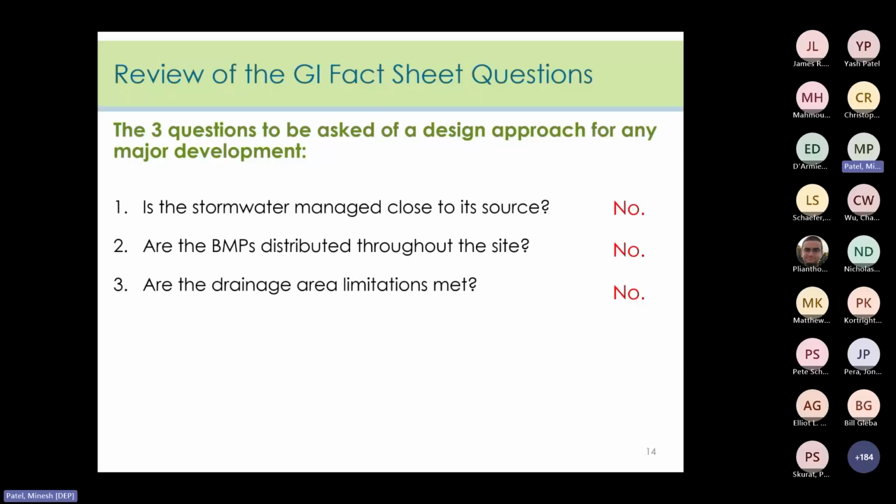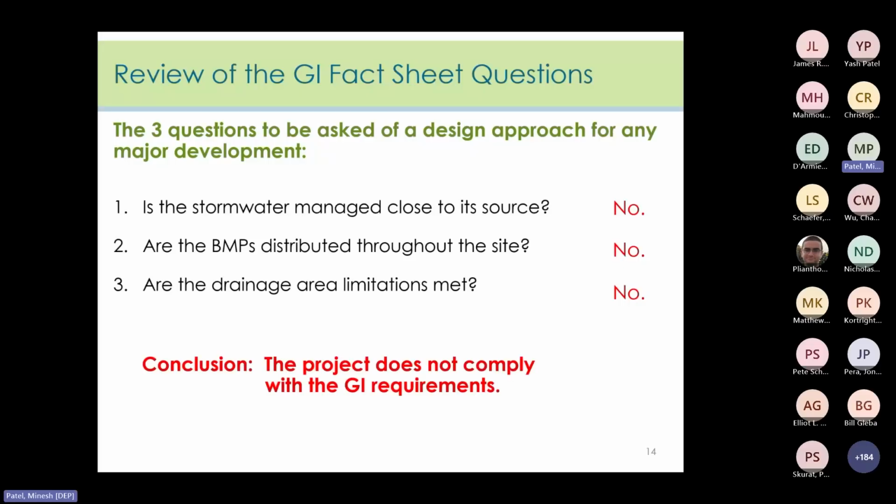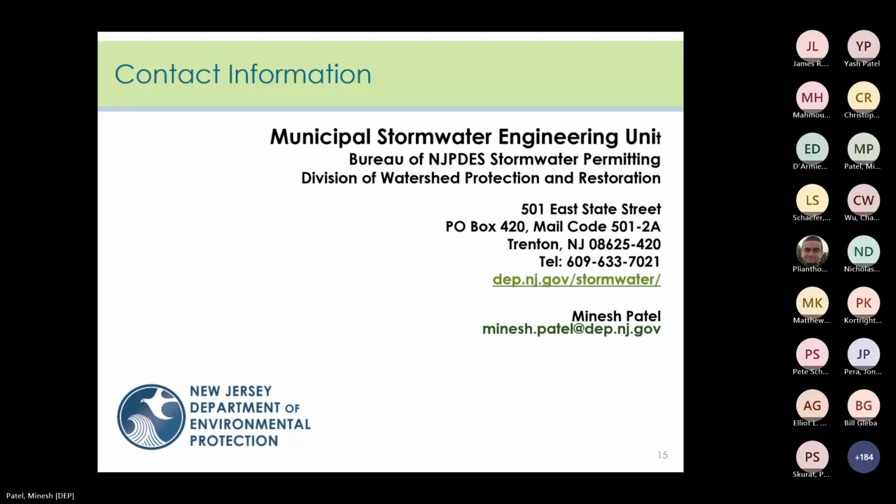So to wrap things up, this project does not comply with the requirements to use green infrastructure to meet the design and performance standards for water quality, groundwater recharge, and stormwater runoff quantity control. So that about does it for this plan review example 2. Thanks for your attention. If there's nothing else that needs to be addressed here by our moderator, we can move on to our next presentation.